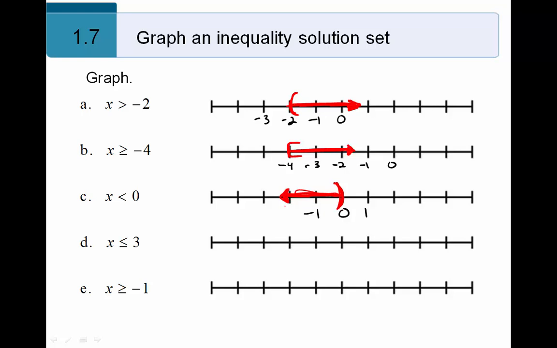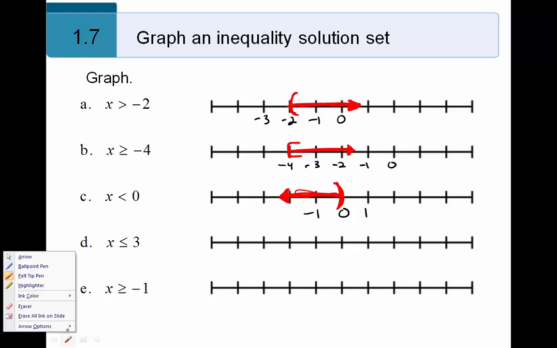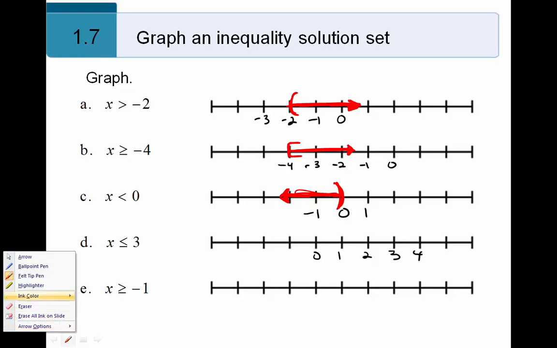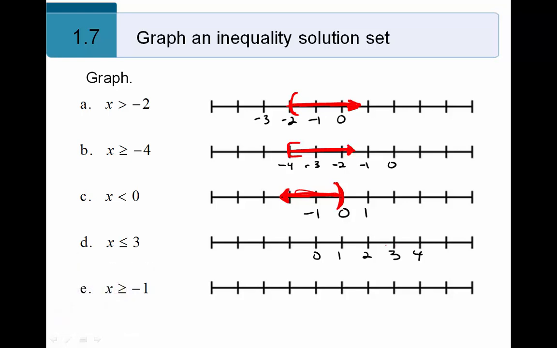X is less than or equal to 3. Alright, so we're looking for numbers less than or equal to 3. Since 3 itself is included in the set, 3 is less than or equal to itself, we're going to use a bracket at 3. Since we're looking for numbers less than 3, we're going to shade to the left of 3. And again, we'll use an arrow to indicate that that shading continues forever.